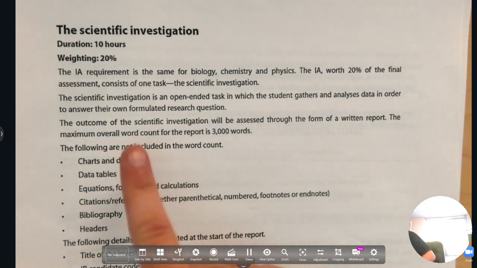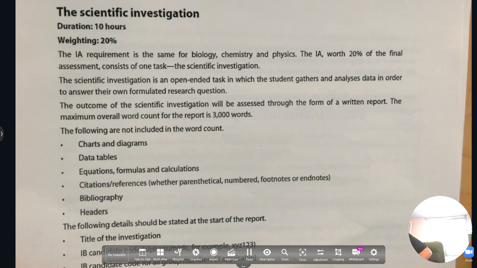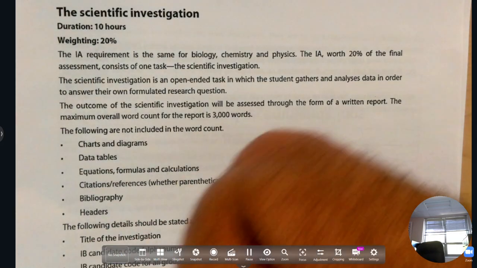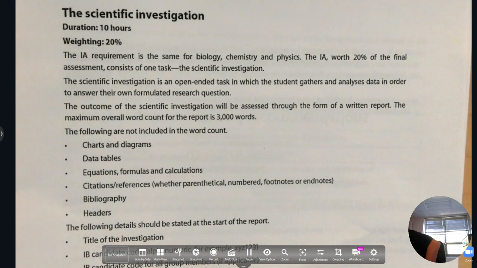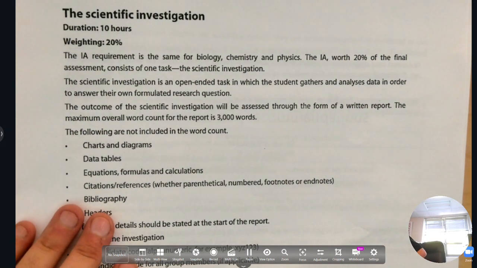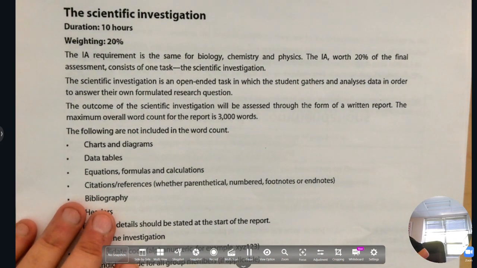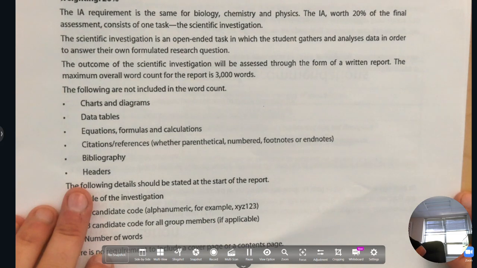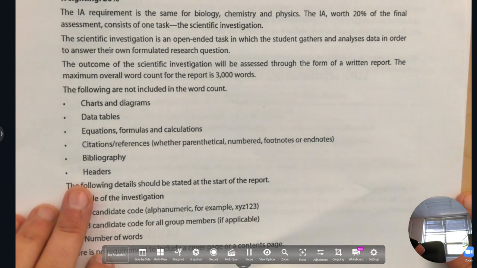So the IA requirement is the same for all the science classes. It's an open-ended task in which you gather and analyze data in order to answer a research question, just like the science fair. The outcome of the scientific investigation will be assessed through a written report. The maximum overall word count for the report is 3,000 words. The following are not included in the word count: charts and diagrams, data tables, equations, formulas and calculations, citations, references, whether parenthetical, numbered, footnotes, or endnotes.